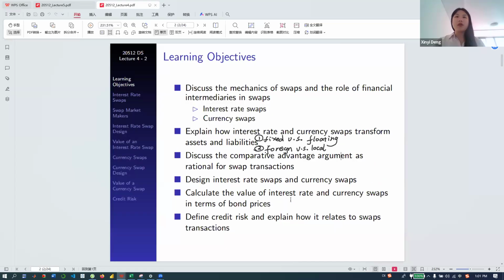Then we'll also be calculating the value of the swaps by treating the swaps as just two bonds. So basically, the value of the swap will be calculated based on the discounting of the cash flows associated with those bonds. We will also be discussing a little bit about credit risk.